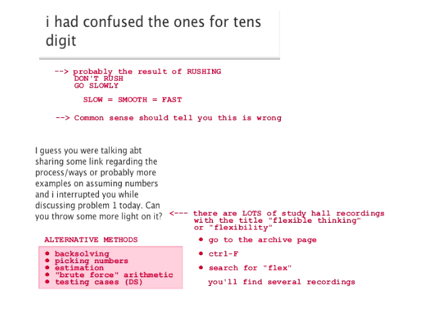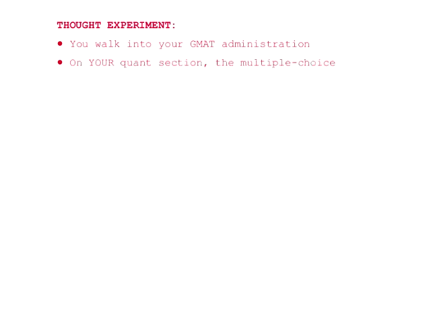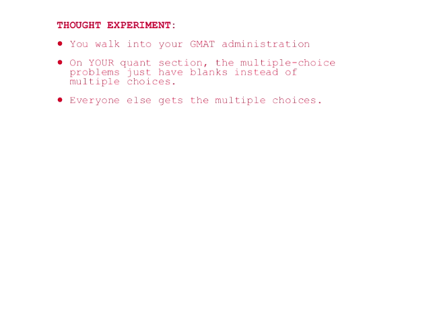I'm going to go ahead and close this pretty soon, but I'm going to leave you guys with a thought. Here's a thought experiment. You walk into the test. You walk into the GMAT administration. On your quant section, the multiple choice problems don't have multiple choices. They just have blanks, and you have to fill them in. But everyone else gets the multiple choices. How would you feel about this?